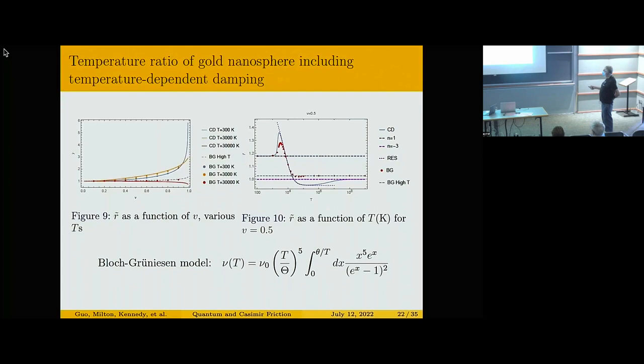And a simple model for that is this old Bloch-Grüneisen model. This thing starts off for low temperatures like T to the fifth. At high temperatures, it's linear in T. So if you put that in the formula, you have to do numerical calculations. And you can see these are the graphs of the temperature ratio we're seeing here. Notice the temperature ratio can get big, like 5 or 6, depending on the temperatures. And you can see putting in the temperature dependence of this does make some difference. Not a huge difference, but it certainly does.